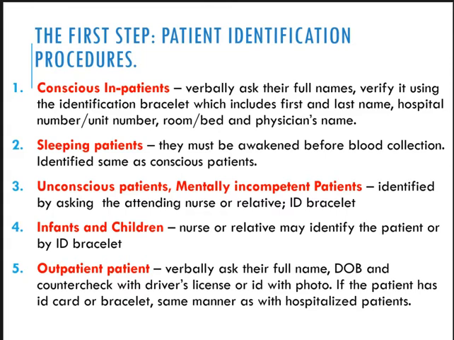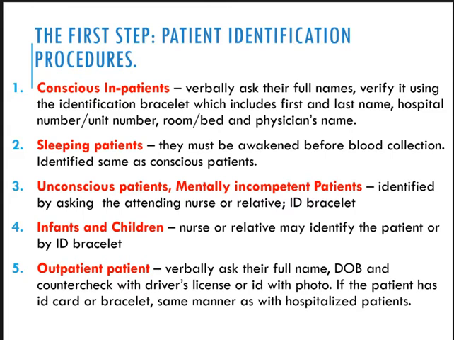So, for this one, I indicated here five types of patients. First, we have our conscious inpatients or those who are admitted in the hospital. So, how do you identify them? You have to verbally ask their full names, verify it using the identification bracelet, which includes the first and last name, hospital number or unit number. We also have the room or bed and physician's name.